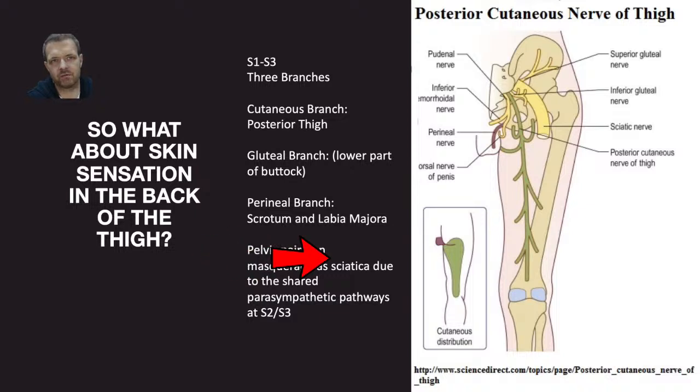Pelvic pain can masquerade as sciatica due to the shared parasympathetic pathways at S2, S3. So it looks like sciatica, because you've got pain down the back of the leg or odd sensation down the back of the leg, but it isn't to do with the sciatic nerve.